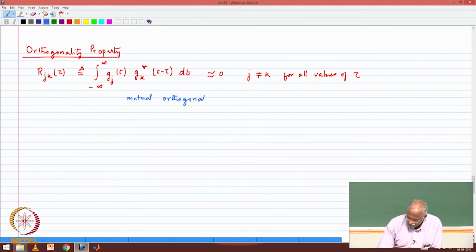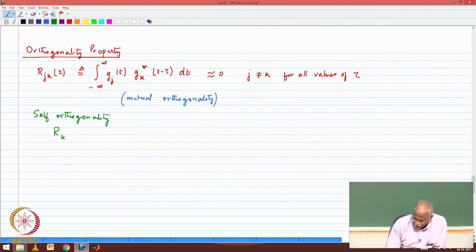Now there is another component that is very important for us. That is the next property, which is self-orthogonality. It basically says that if I take the autocorrelation of a user's waveform with itself at a delay of tau, this must be as close to a delta function.